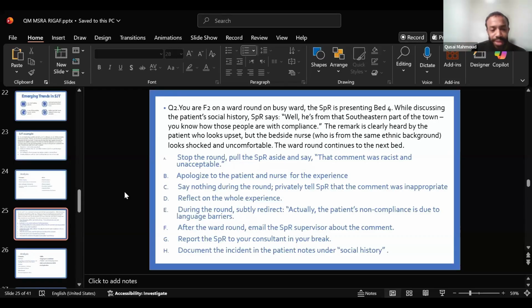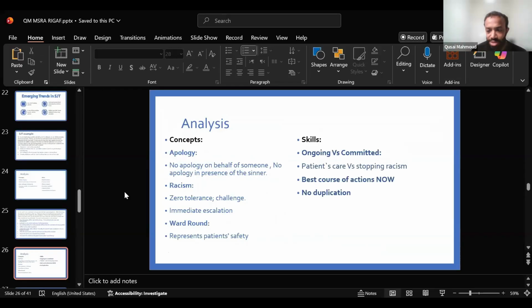So in this question, the answer will be Charlie. Echo is not ideal, but it's the least harmful, the least incorrect. It's an assumption, but even if the assumption was not correct, it's not going to harm anyone. But D is definitely unsafe. And F and G, they are duplication. You cannot go for the same action twice. So the analysis for this question, again, I made up this question.